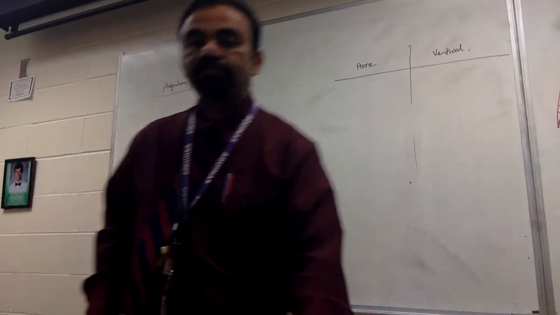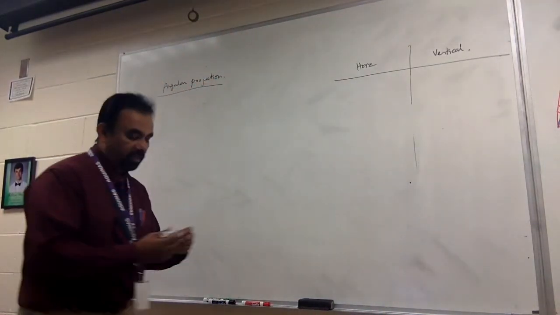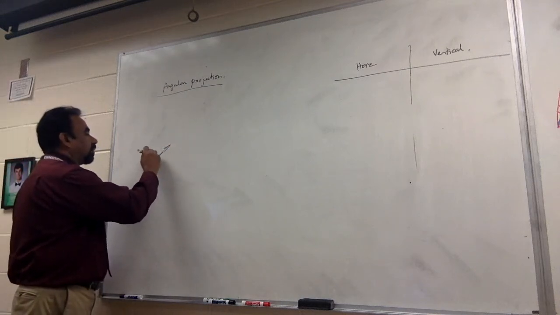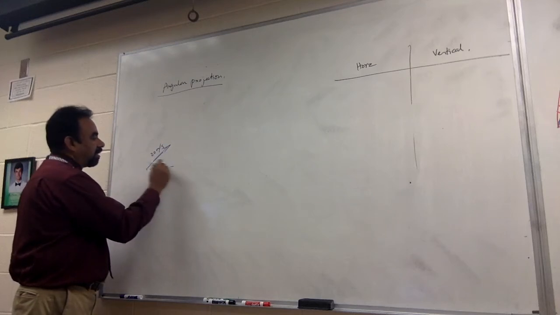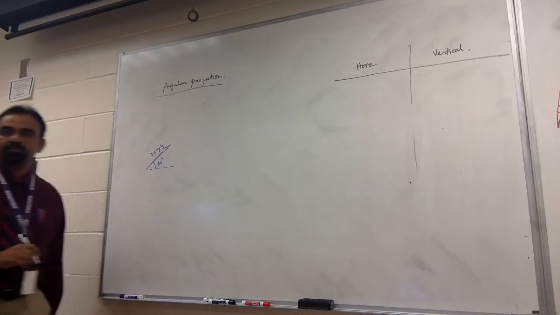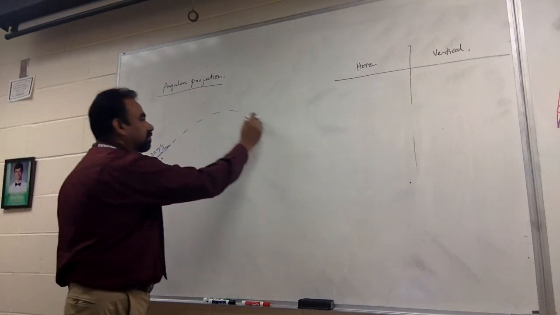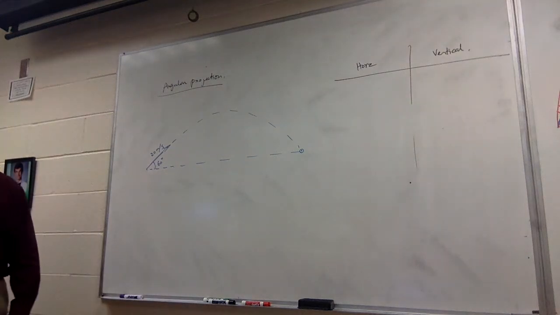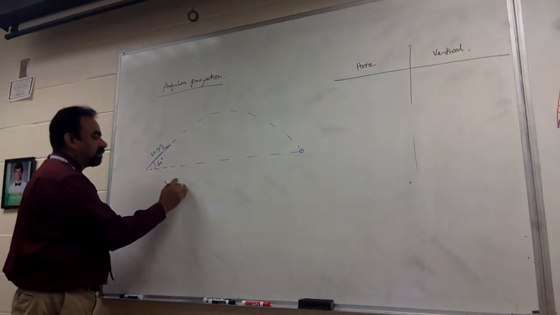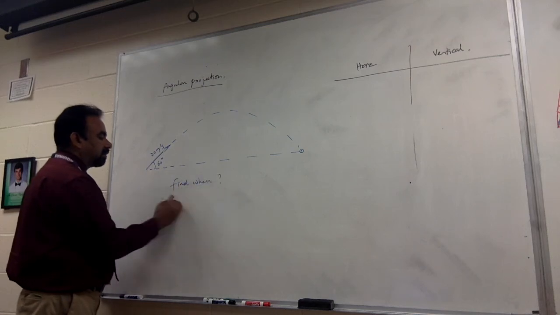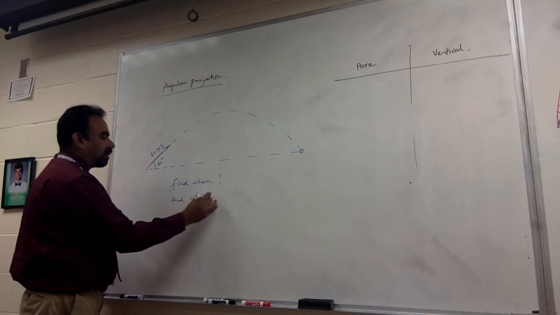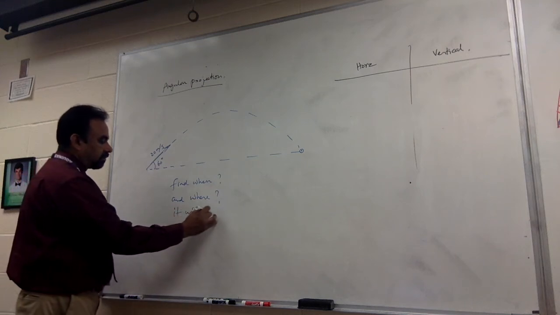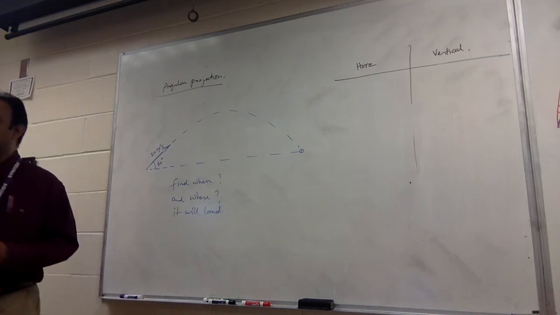Now let me give you a problem, and you see how you do it. So I'm throwing something at 20 meters per second at an angle of 60 degrees. Find when and where it will land. What do you do first?